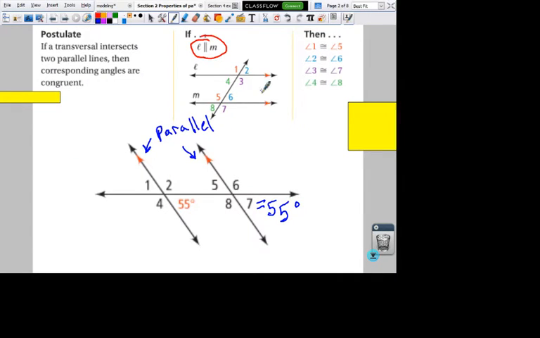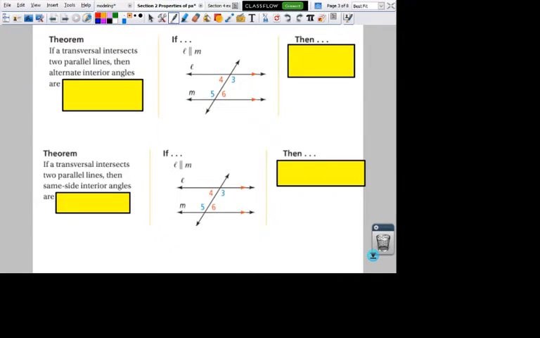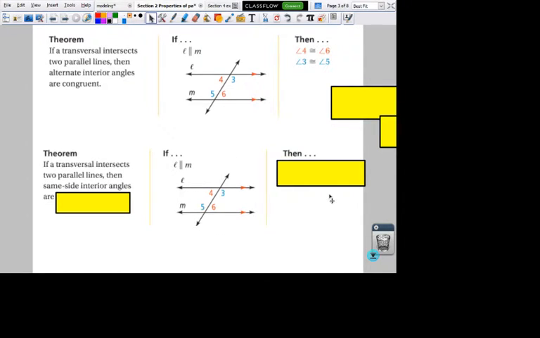Alright. So corresponding angles are equal. Let's keep going. We're going to look at a couple more. So if we have parallel lines, then alternate interior angles are congruent. If I have parallel lines right here, 4 and 6 are alternate interior, they equal each other. 5 and 3 are alternate interior, they equal each other. So angle 4 is congruent to angle 6, angle 3 is congruent to angle 5.